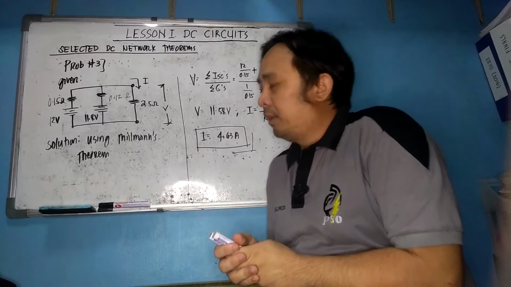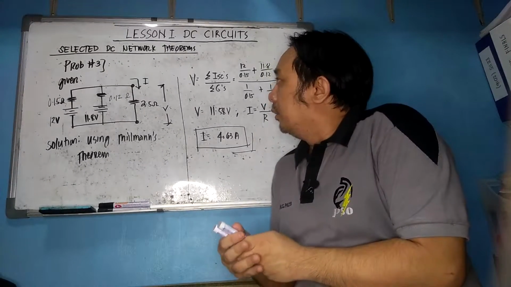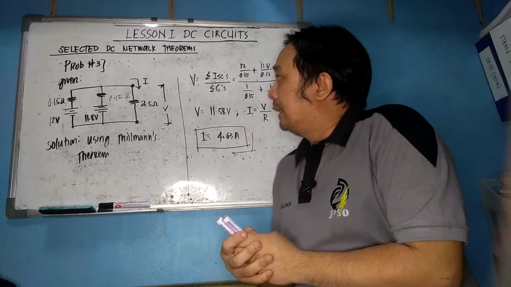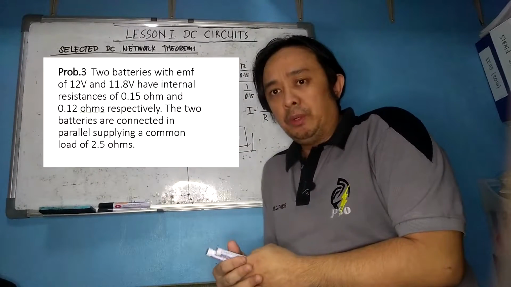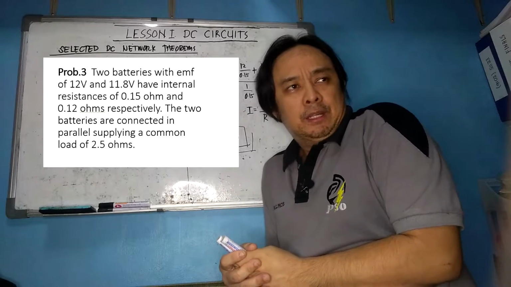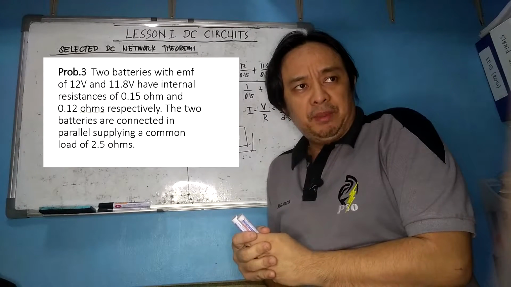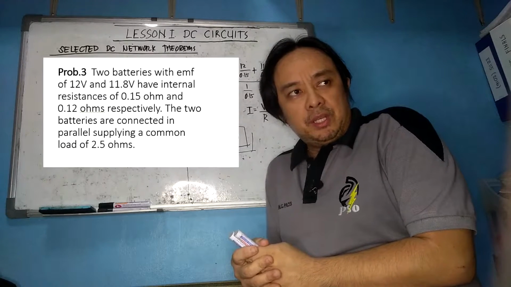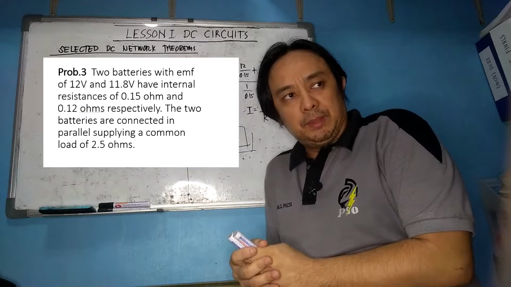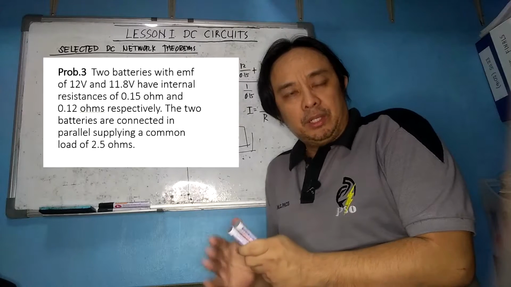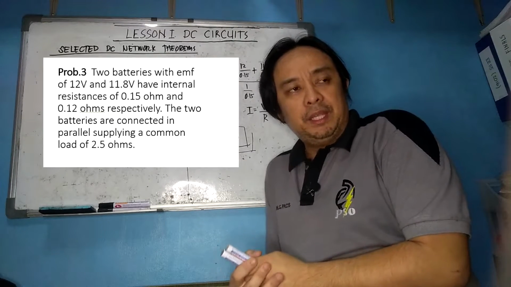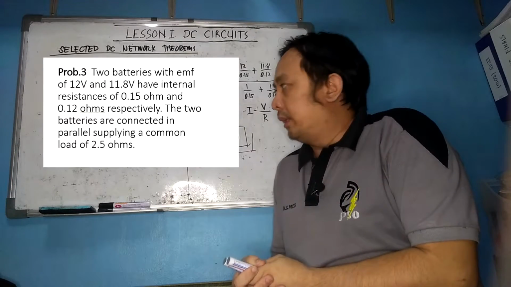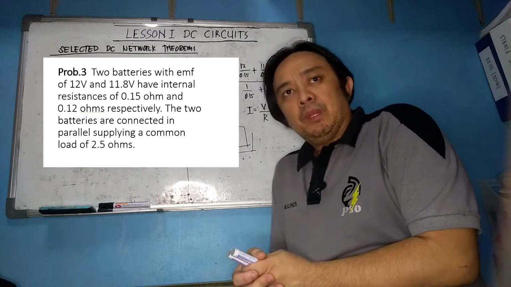Now we will continue our problem solving on selected DC network problems. So problem number 3, I will read the problem first. There are two batteries with an EMF of 12 volts and 11.8 volts, having internal resistances of 0.15 and 0.12 ohms respectively. The two batteries are now connected in parallel, supplying a common load of 2.5 ohms. We need to find the load current in amperes.